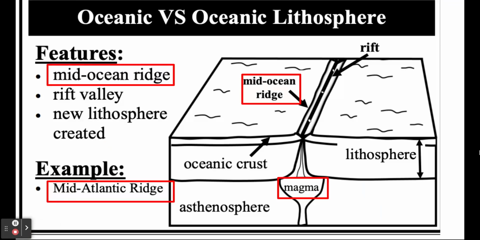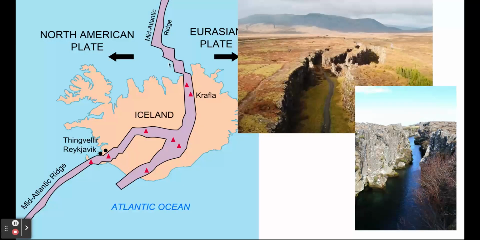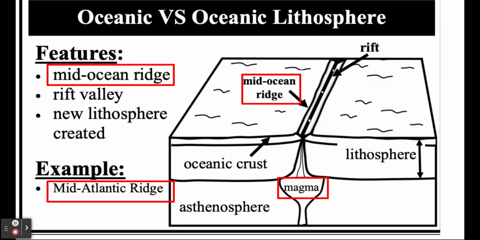So our next type is oceanic versus oceanic lithosphere, and this is where you have two plates under the ocean, and it is once again your North American plate and your Eurasian plate. So these two plates are going to create this ridge in the middle of the ocean. So you get these mid-ocean ridges, you get rift valleys. You're creating new lithosphere. And so as the magma cools and hardens, new lithosphere is being created.